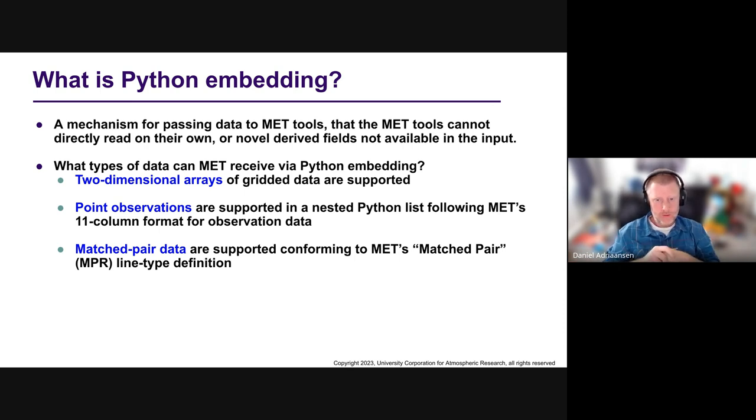So what types of data can MET receive from Python embedding? We currently support three types of data: two-dimensional arrays of gridded data. So this would be like a forecast field on a two-dimensional array that you provide to GridStat or PointStat. We also support point observations in a nested Python list format, which follows MET's 11 column format, for those of you familiar with the 11 column format of observation data that MET uses. And we also provide support for matched pair data. And this only applies to the MPR line type, or matched pair line type definition. We'll talk about each of these three data sets in more detail later on.